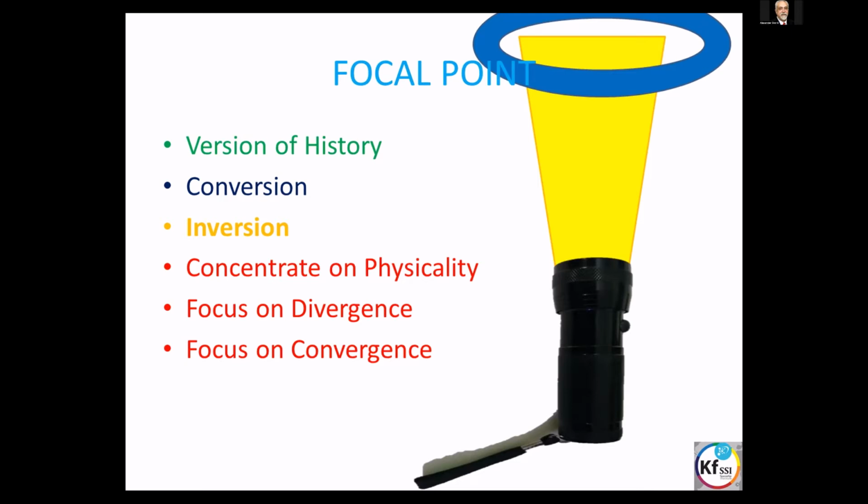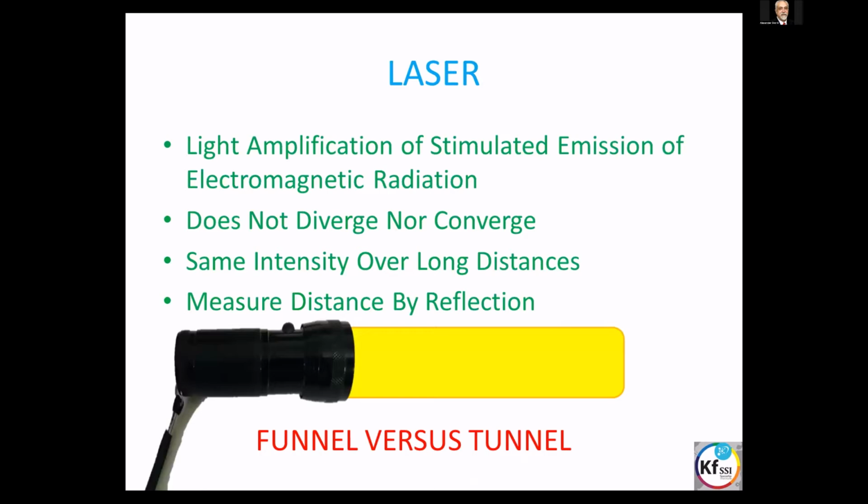Plasma science is a two-way street. But then we get into a laser. And the funny thing happens with the laser. The laser stands for light amplification of stimulated emission of electromagnetic radiation. So the emission of electromagnetic radiation is not visible, but we can amplify it. And that's not visible either. So what happens is that the light does not diverge, nor does it converge. And it's the same intensity over long distances. And if we measure by the speed of light and reflect from an object, we can actually measure that distance by reflection.